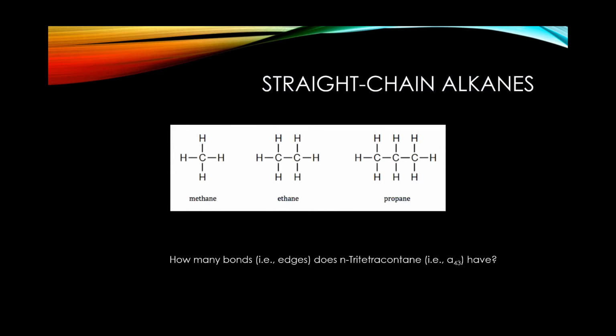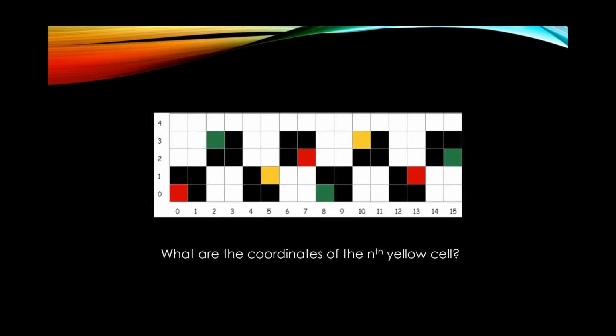Here's a nice one: straight chain alkanes. This is real. There's actually an A43 in here, and it goes up more. The question is, how many bonds does this thing have? If you want to tie it into stuff like this, you can do things. You can do variations of this, or basically any kind of repeating pattern. I can ask, what's the coordinate of the nth yellow cell here? So, more math, less math, how do you go about figuring out these things?